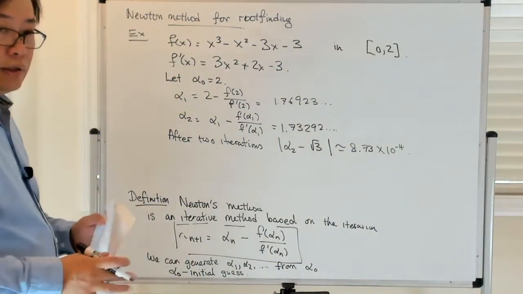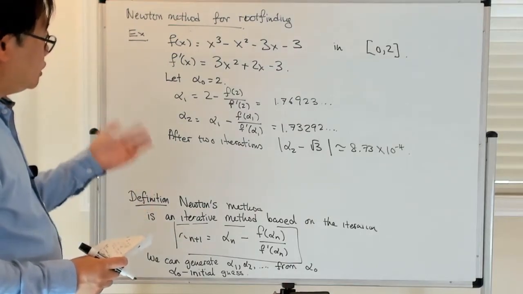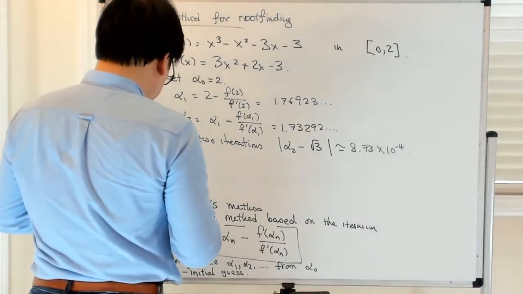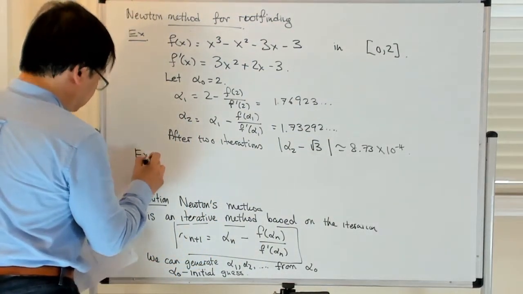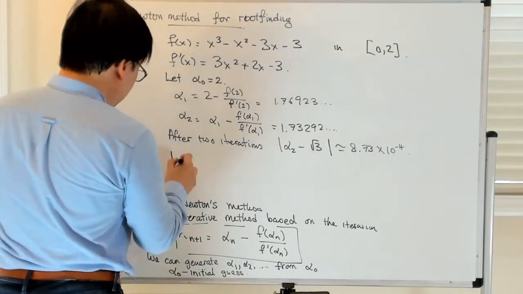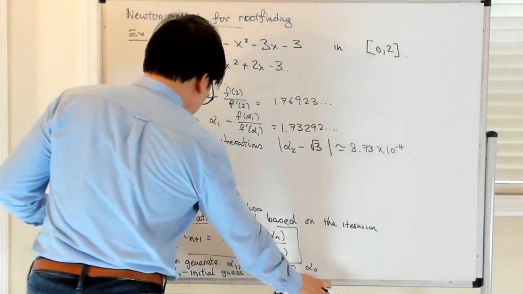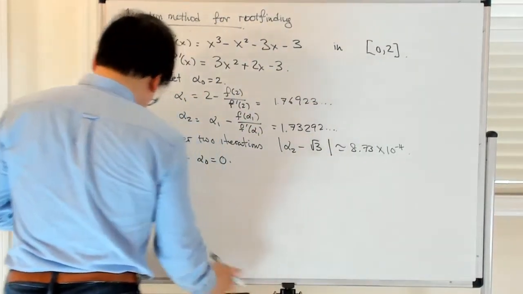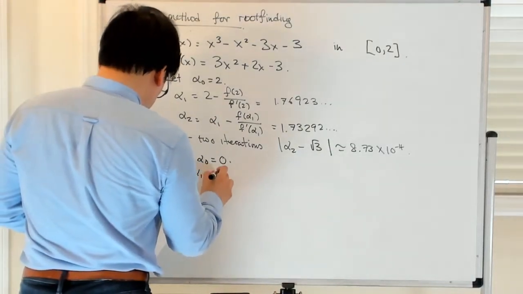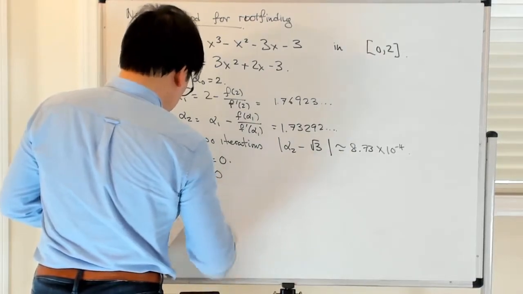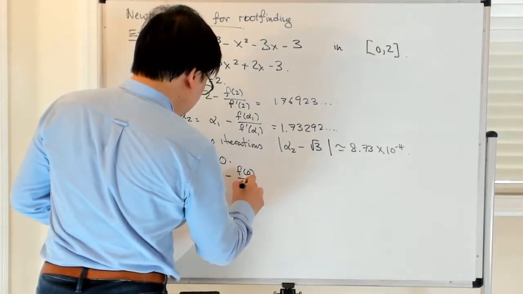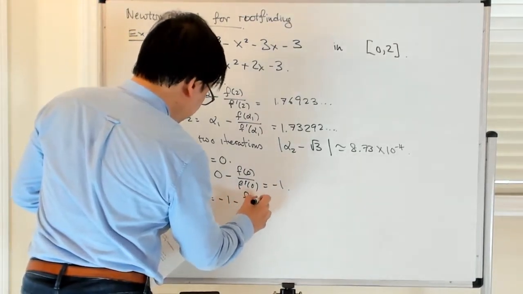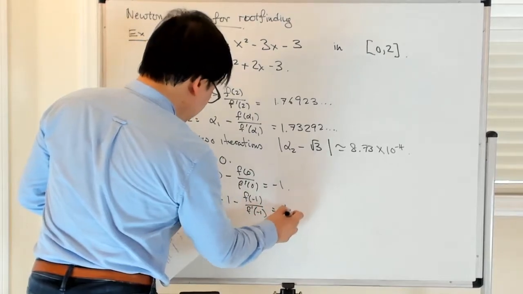So this is meant to illustrate one of the advantages of Newton's method, which is that when it converges, it converges very fast. Okay. All right. So let's look at another example. With the same function, now let alpha 0 be equal to 0, which is the left endpoint. You can check that alpha 1 is equal to 0 minus f at 0 divided by f prime at 0. This gives you minus 1. And alpha 2 is equal to minus 1 minus f of minus 1 over f prime at minus 1, which is also minus 1.